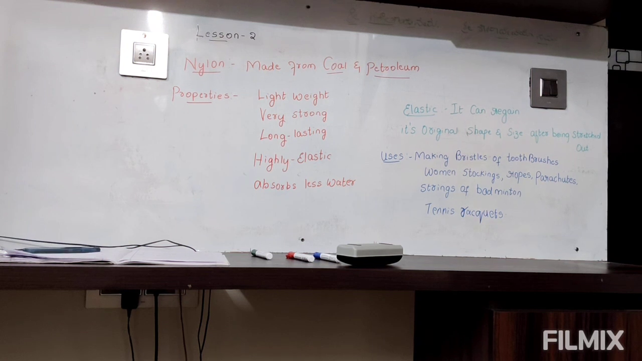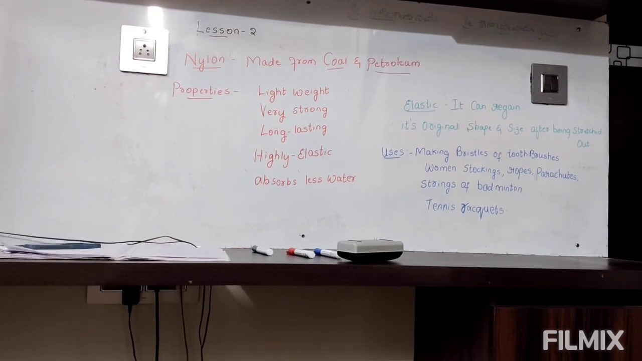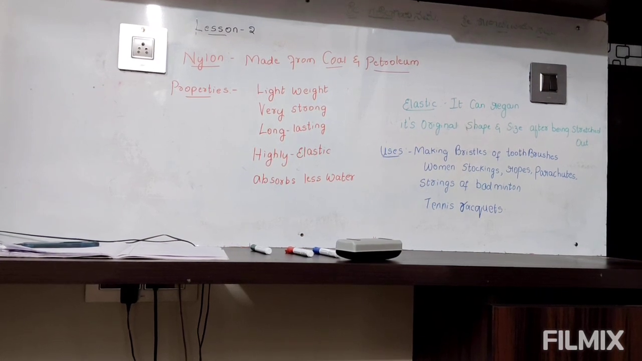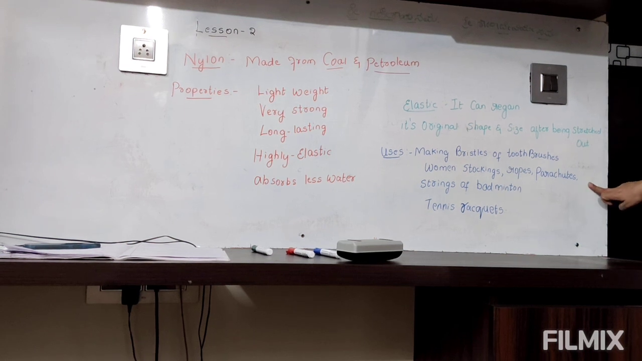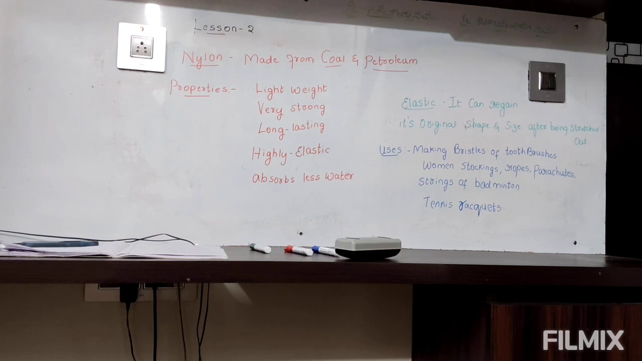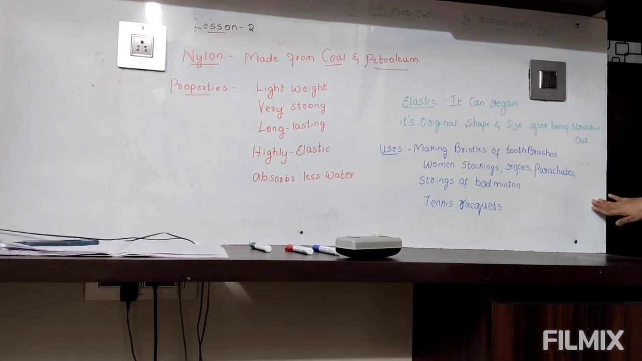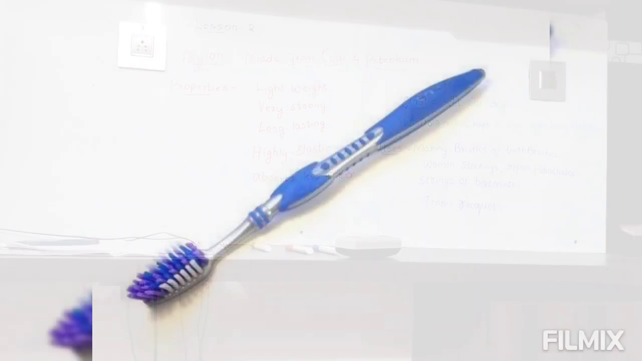So, uses. These are the uses of nylon. Making bristles of toothbrushes, women's stockings, ropes, parachutes, strings of badminton and tennis rackets. So these are the uses of nylon. And I will show you the figures now.